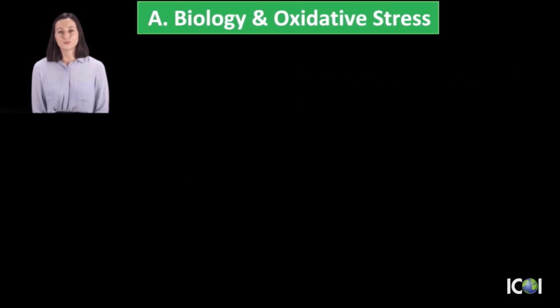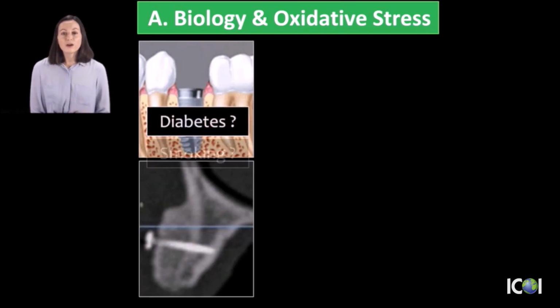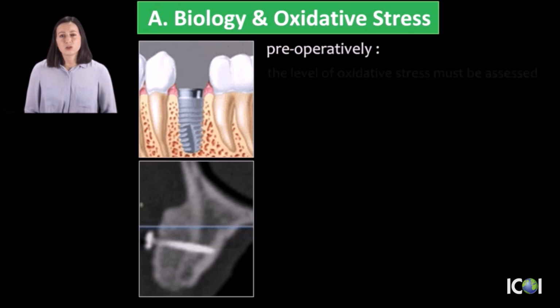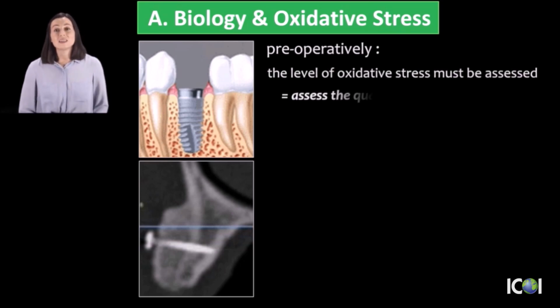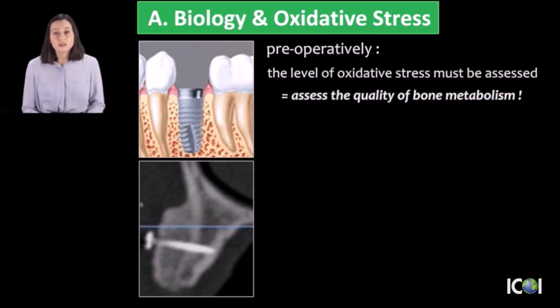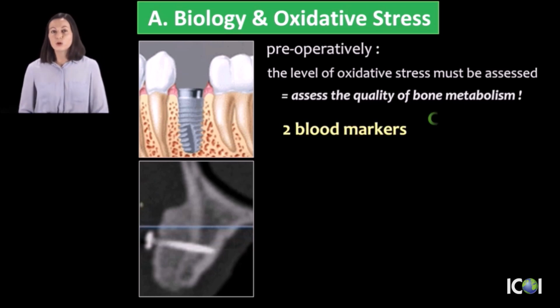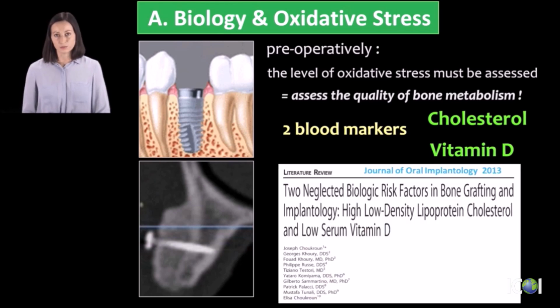Let's talk biology. Before an implant or a graft, at the examination, we often ask the patient, do you have diabetes? Do you smoke? Do you have any allergy? But actually, we should ask the patient, what is your level of oxidative stress? We have to assess exactly the quality of our patient's bone metabolism. And we have two blood markers to assess this, the cholesterol and the vitamin D.